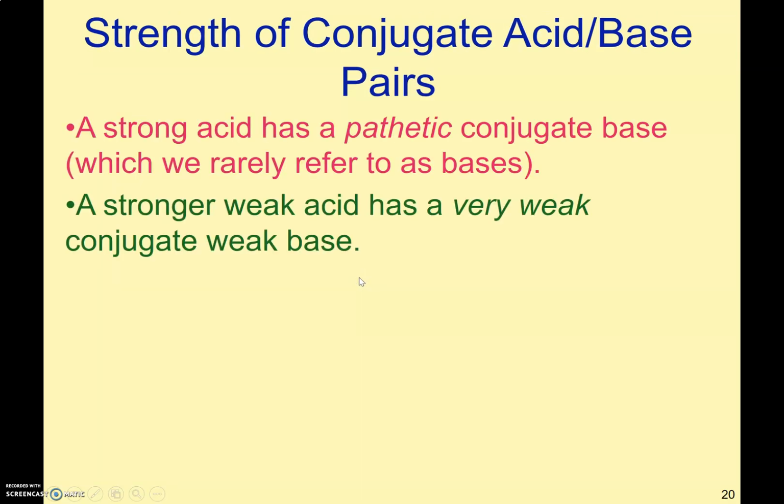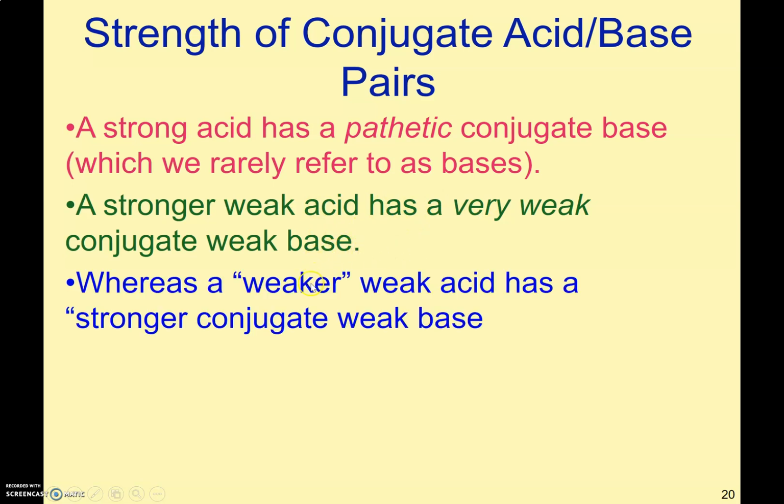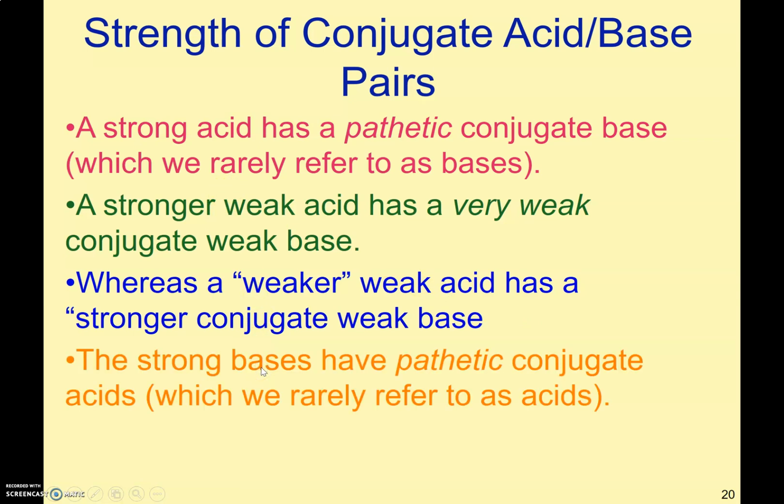Okay, so now this is really, really important. I have 3 or 4 minutes to do it, so let's go. A strong acid, when it dissociates, has a pathetic conjugate base, meaning it doesn't really act at all like a base. Whereas a stronger weak acid has a very weak conjugate base, and a weaker weak acid has a stronger conjugate base. So in other words, the weaker the acid, the stronger its conjugate base. I would write that down. The weaker the acid, the stronger its conjugate base.